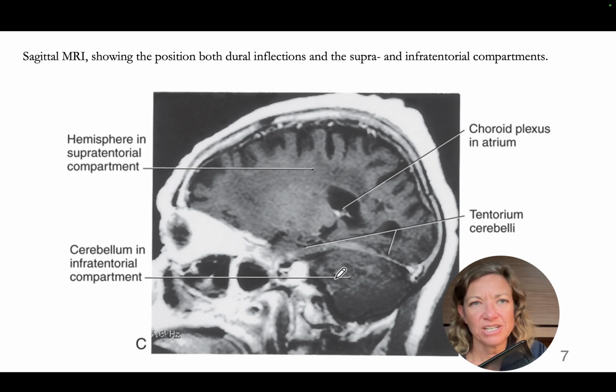And finally, in sagittal view, I'll just edit this a bit so you're not really seeing both dural inflections, because of course if we were right on the midline, we'd be cutting directly through the mid-sagittal falx cerebri, but you can see the tentorium cerebelli here and showing you the demarcation of the two compartments.